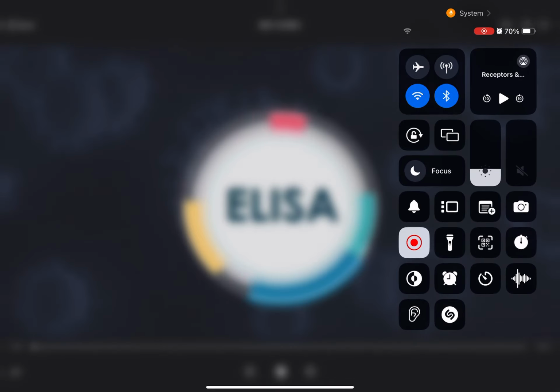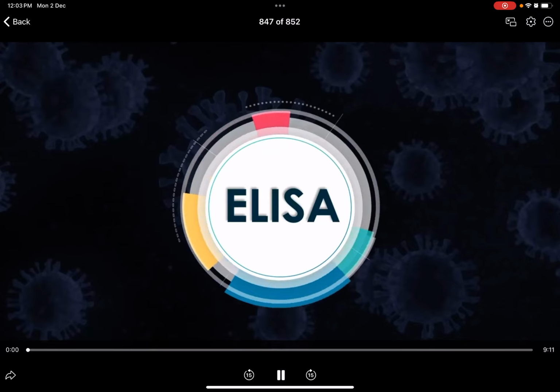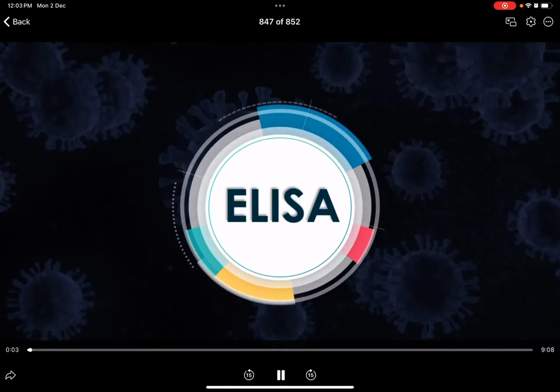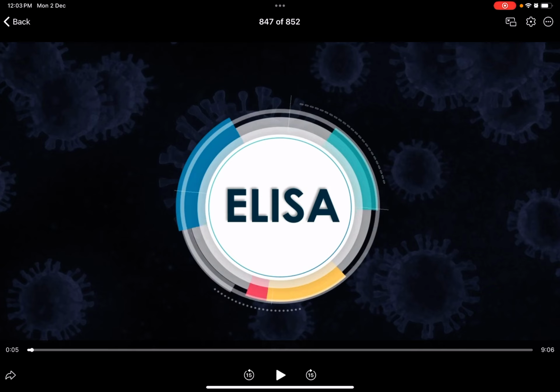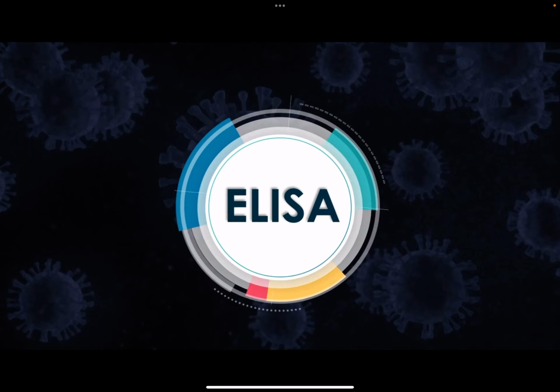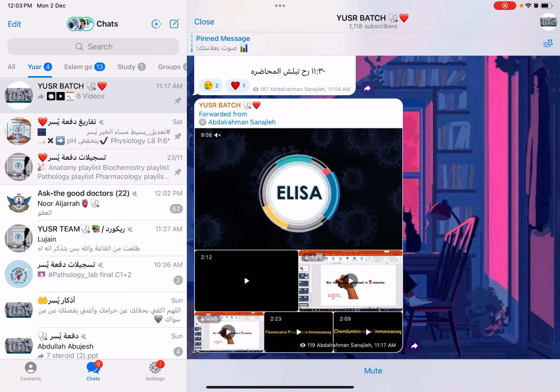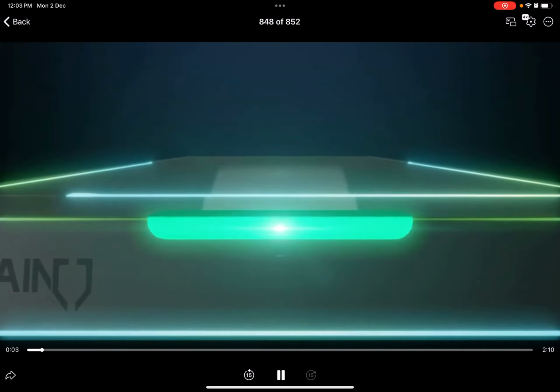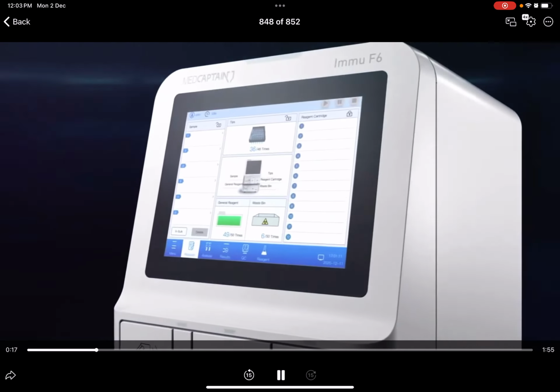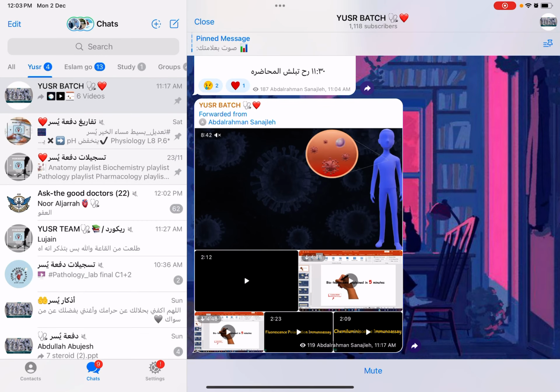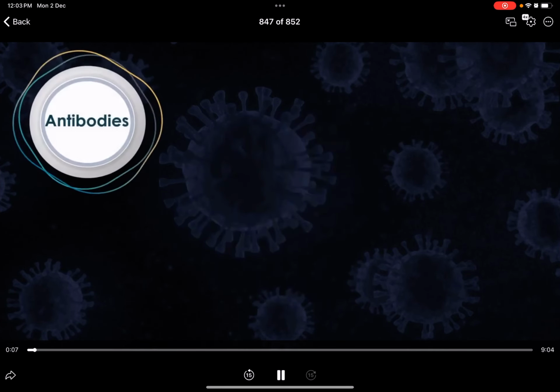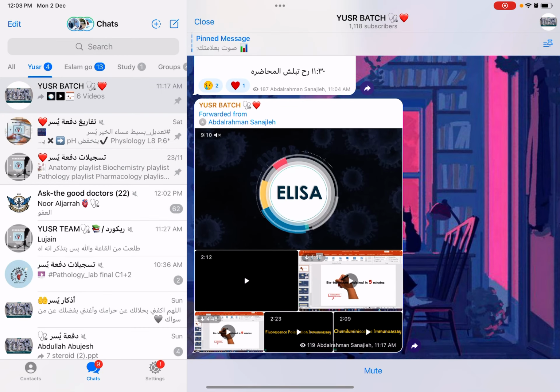The ELISA enzyme-linked immunosorbent assay is a plate-based assay technique designed for detecting and quantifying antibodies, proteins, peptides, and hormones. ELISA tests are broken into several types.